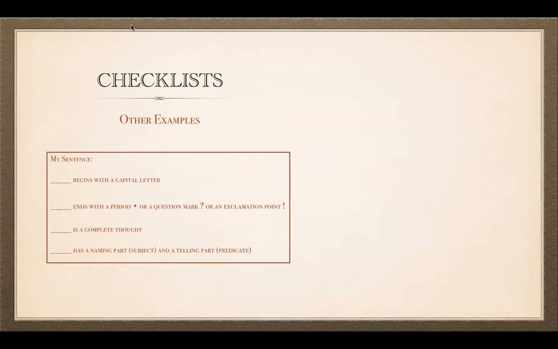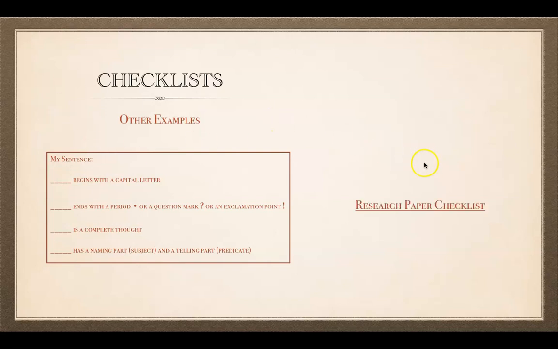Other examples of a checklist. Here's one from our book, maybe for kindergartners to begin developing their sentence construction. And so we want to make sure maybe for kindergartners that they begin their sentences with a capital letter, that the sentence ends with either a period, a question mark, or an exclamation point. The sentence is a complete thought, and the sentence has a naming part or subject and a telling part or predicate. And so that really is just a checklist. It's whether those things exist or not within the student's submission of that assignment.